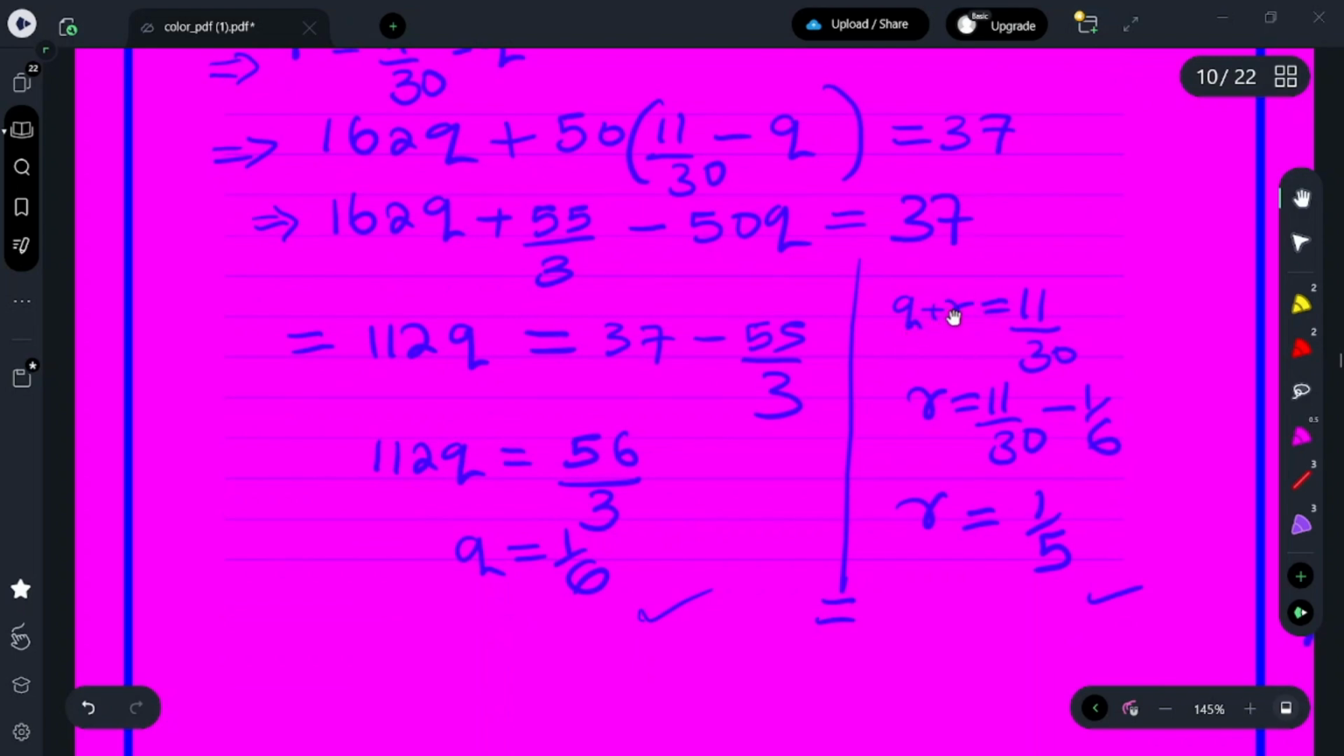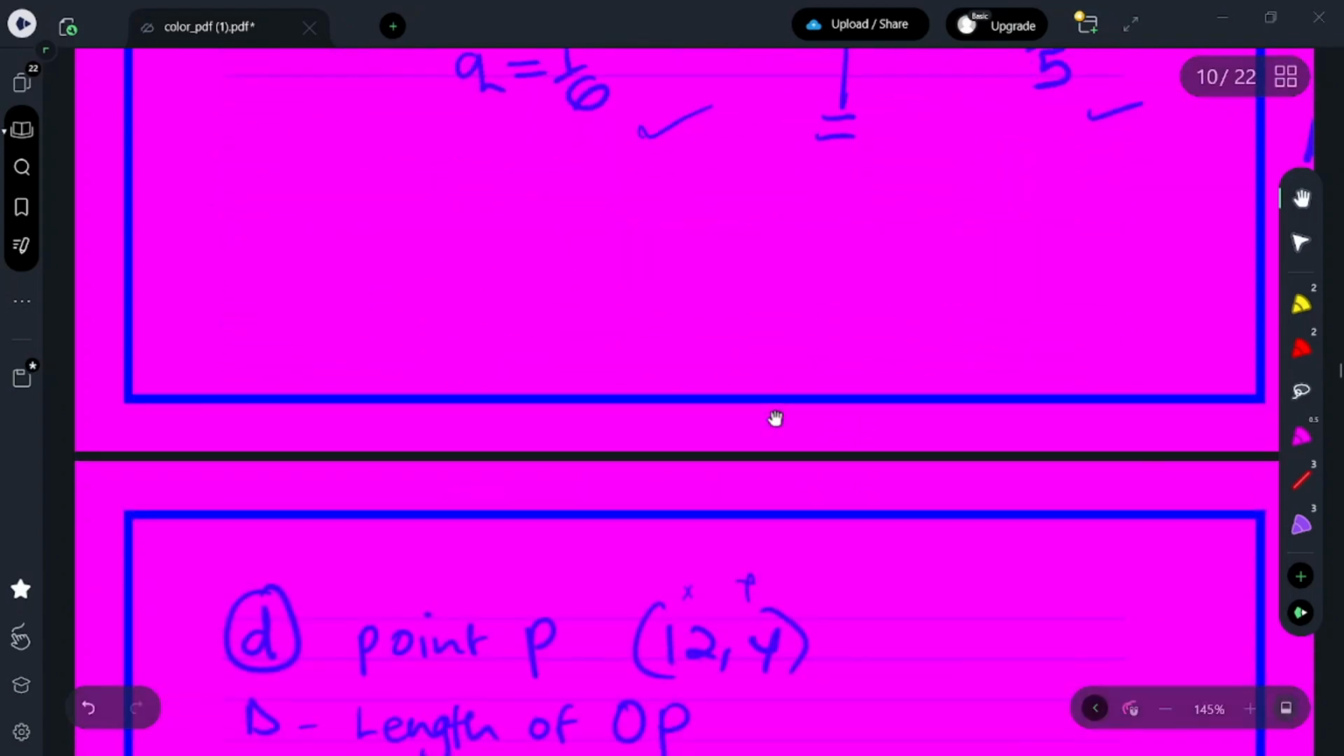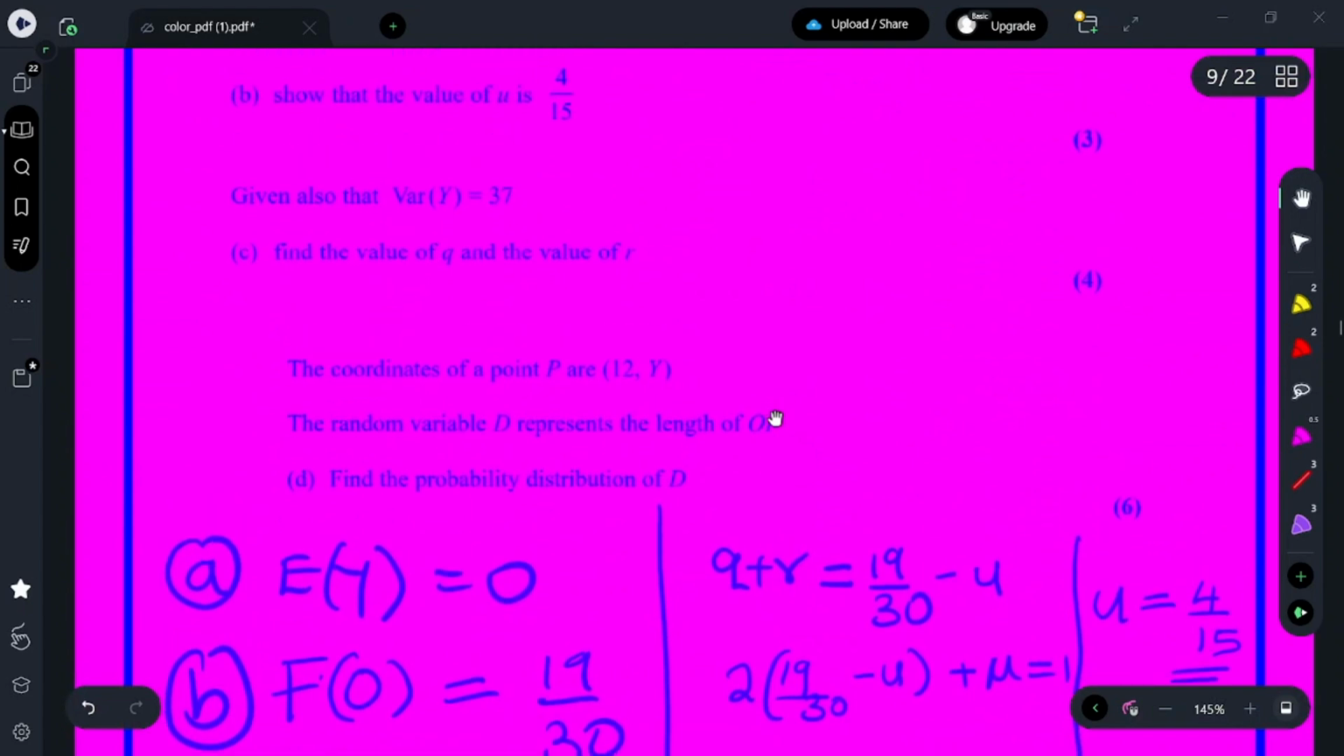Getting q equals 1 over 6, we have q plus r equals 11. We already had that. We can make r the subject of the formula: 11 minus what? 1 over 6. That is the q value. What do we get? 1 over 5. R obtained. We have r, we have q. We already had q. Done. We move to question D.